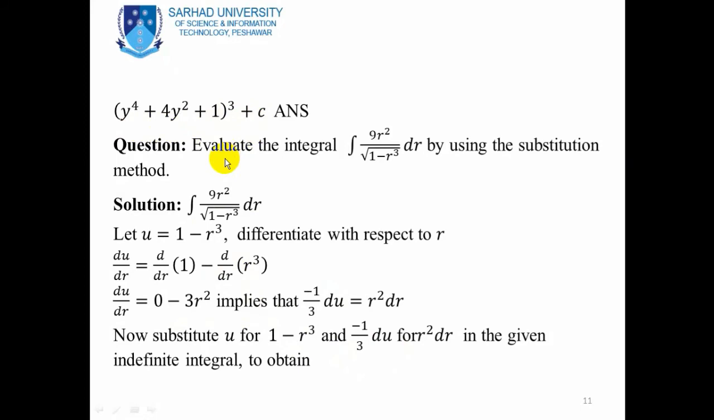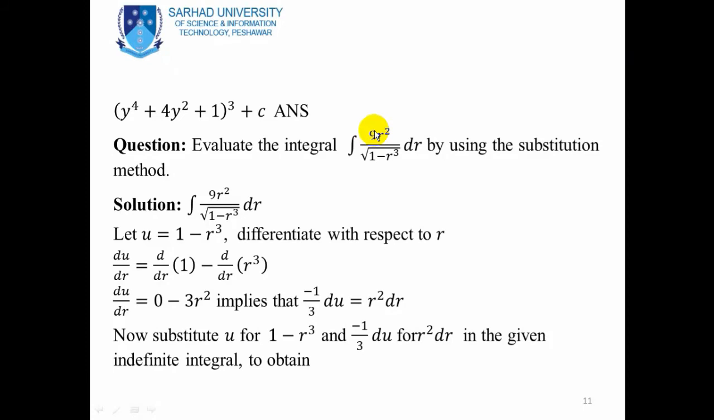Now another problem: integration of 9r square divided by the square root of 1 minus r cube, with respect to r, by using the supposition method. Now dear students, note that two functions are in divided form: 9r square is divided by the square root of 1 minus r cube. In this case we can use the substitution method.